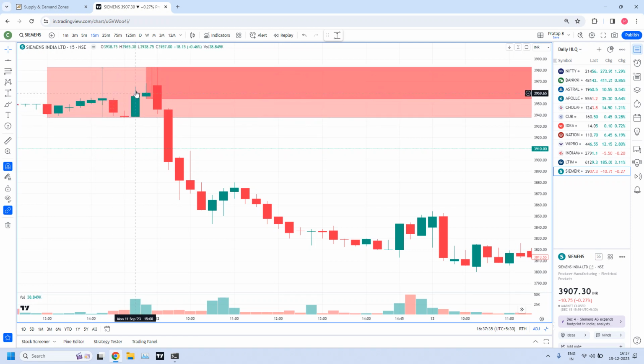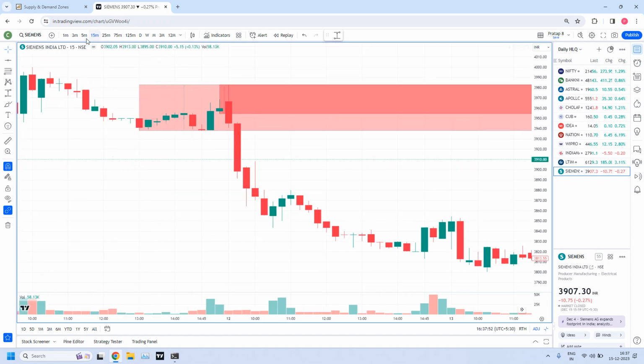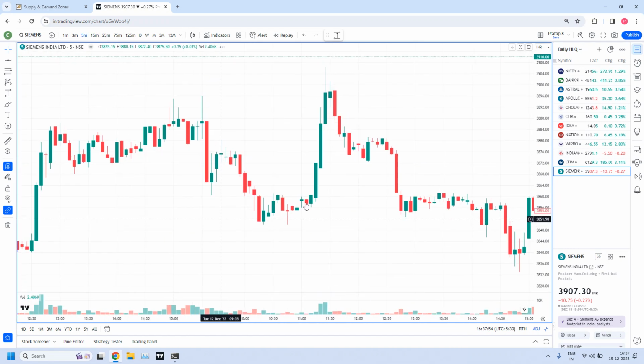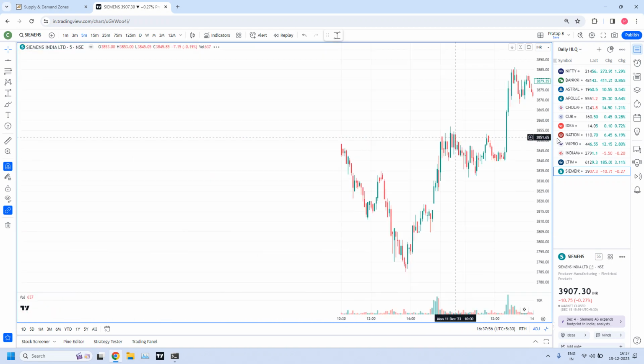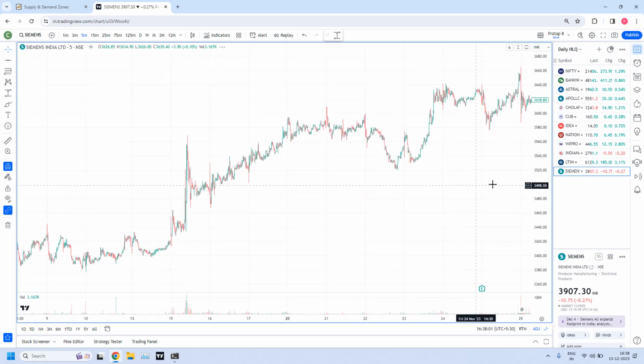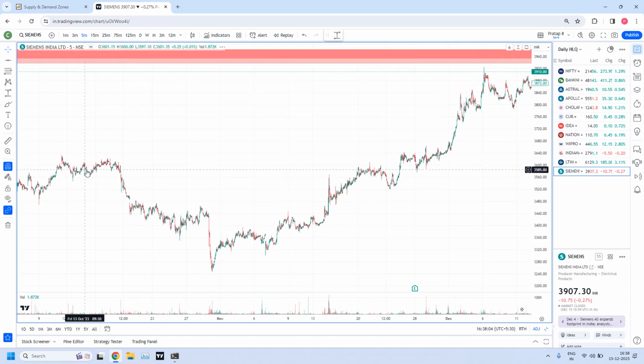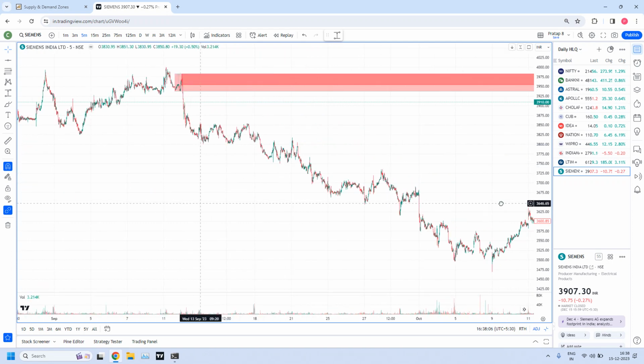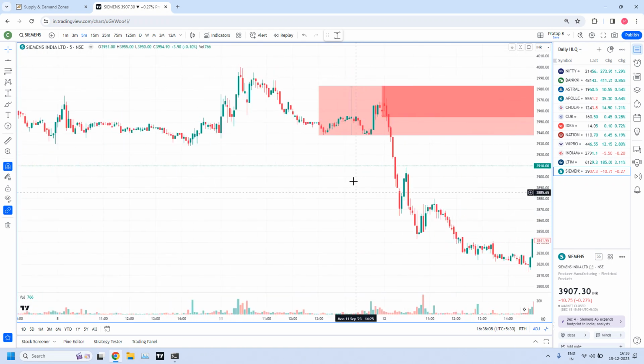See, we have an excellent, beautiful leg in candle, that is a rally candle, then we have a base candle, and then we have a drop candle. And again this one we have looked into the 5-minute zone. See, 5 minutes data is available.